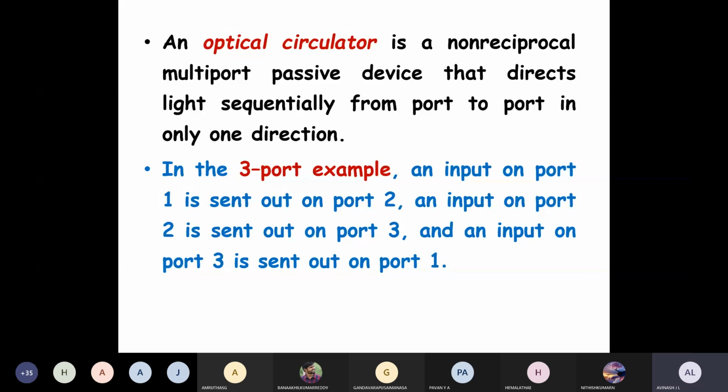In the 3-port example, we have taken a 3-port optical circulator. What I told you in the explanation part is written here also. You can see that an input on port 1 is sent out on port 2, and an input on port 2 is sent out on port 3. Similarly, the input on port 3 is sent out on port 1. That means it is a rotation: 1 input, 2 output; 2 input, 3 output; 3 input, 1 output.